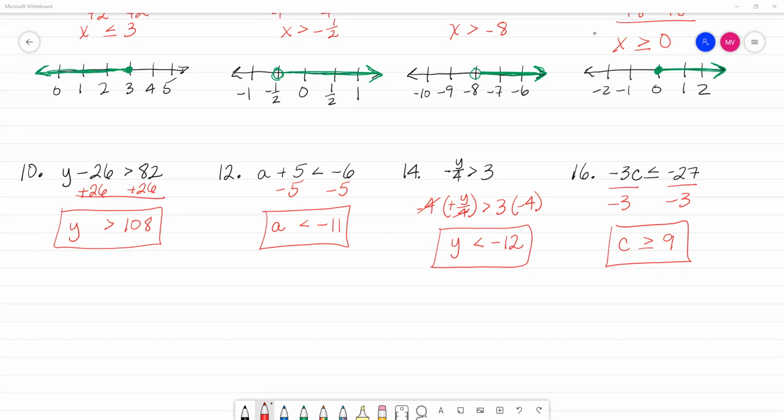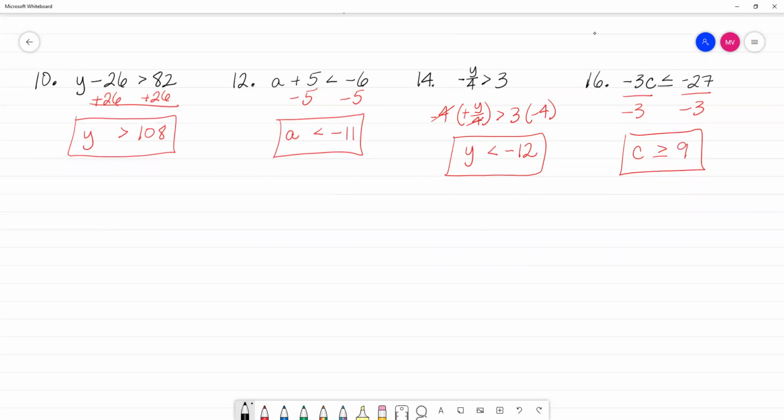All right, we still have about 6 minutes. Let's see, I want to try 18, maybe 18 through 24. See if we can get those done.